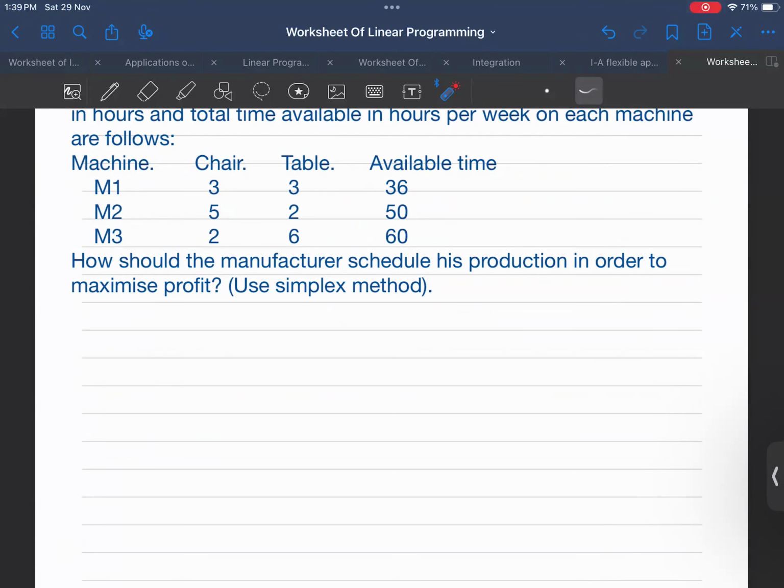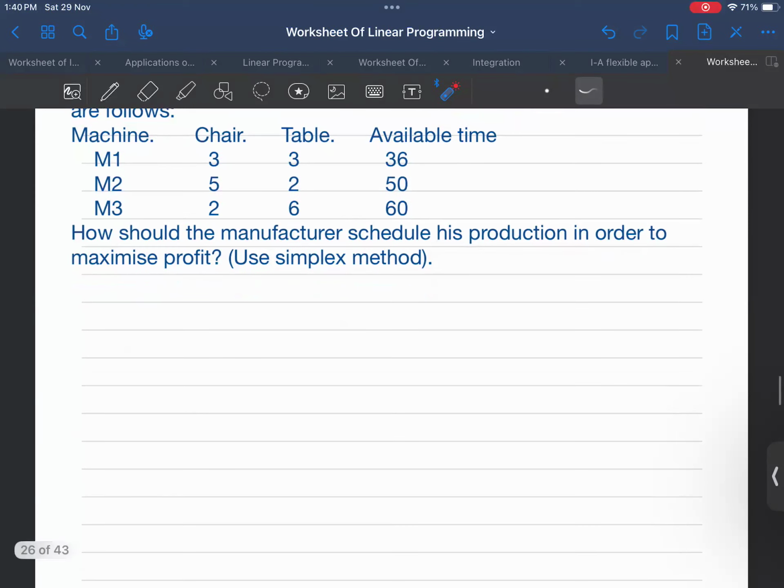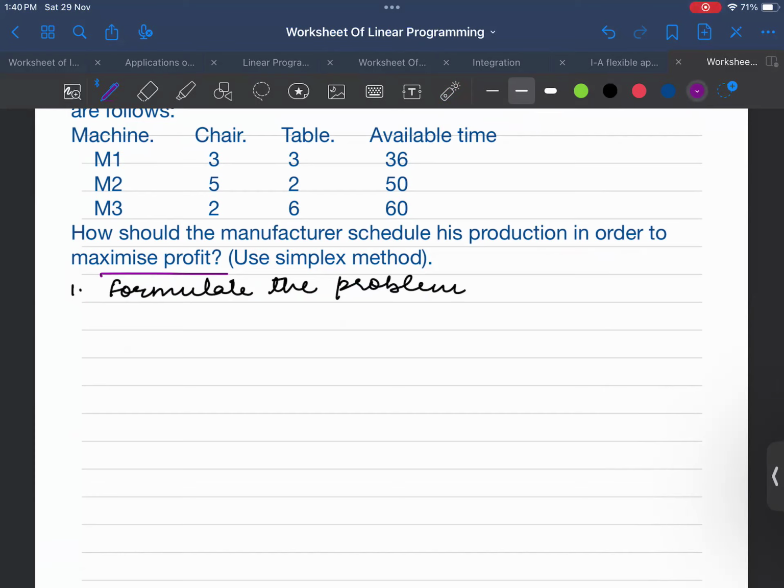You have to solve it by the simplex method. In the exams, it would be given and you have to solve it by the simplex method itself. So the first step of the simplex method is to formulate the problem. Let me solve it, taking the black color. That's the first step of the simplex method. We will solve in a very, very simple way. I will teach you step by step so that it would be easy for you.